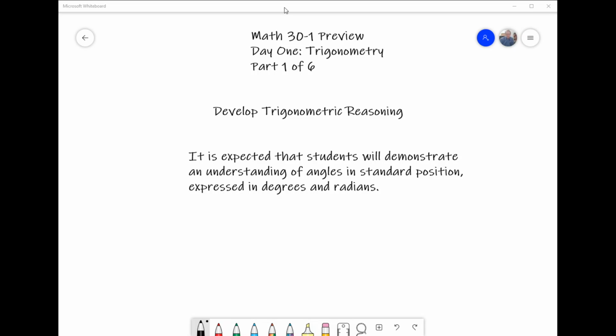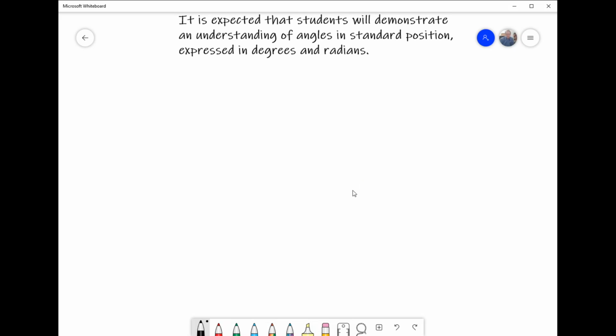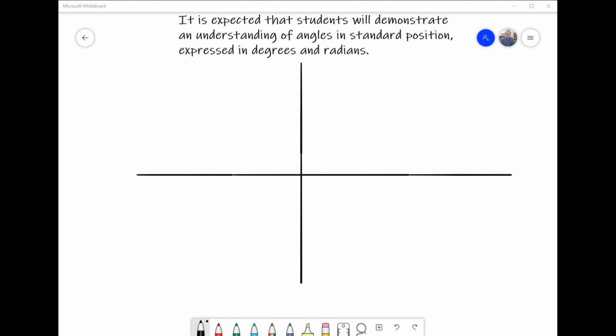Okay, that's all well and good, but what does that mean? Well, as you no doubt recall, we have a specific set of axes we usually work with, the Cartesian plane or the coordinate axes, in which we have the positive x-axis going to the right and the positive y-axis going up.